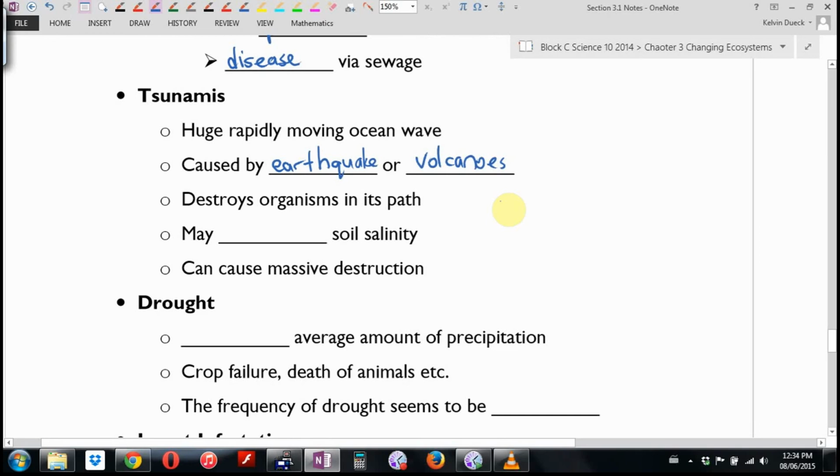The reason saltwater ocean tsunamis do so much damage is if the water comes inland several miles, it leaves a lot of salt behind. Hey, from what you've heard, is salt good for growing stuff? No. So it can increase soil salinity. That's the fancy word for saltiness. And it can just do massive destruction.